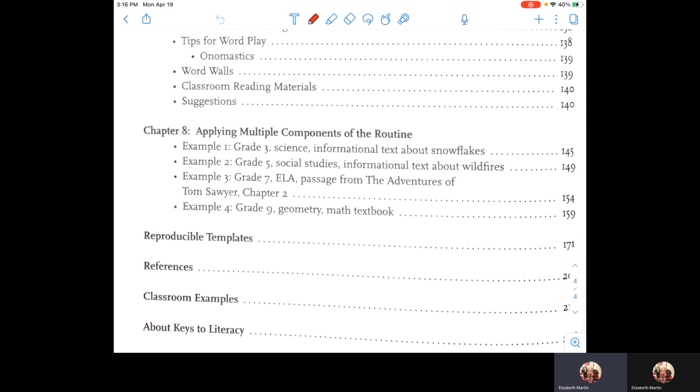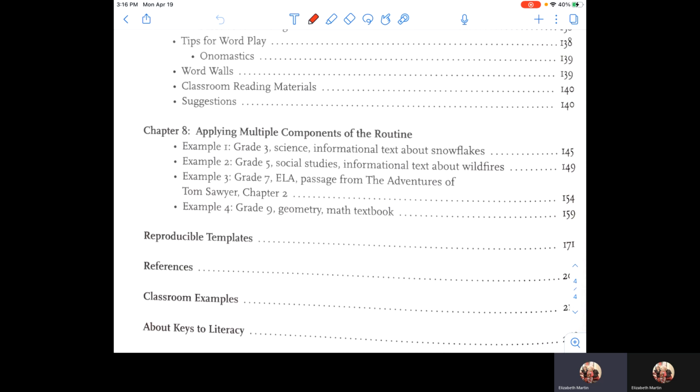It gives references and then some classroom examples of different things that students and teachers have come up with as far as mapping and scaling, and the references of where certain things came from. It gives a bunch of the common suffixes and prefixes in those templates as well.